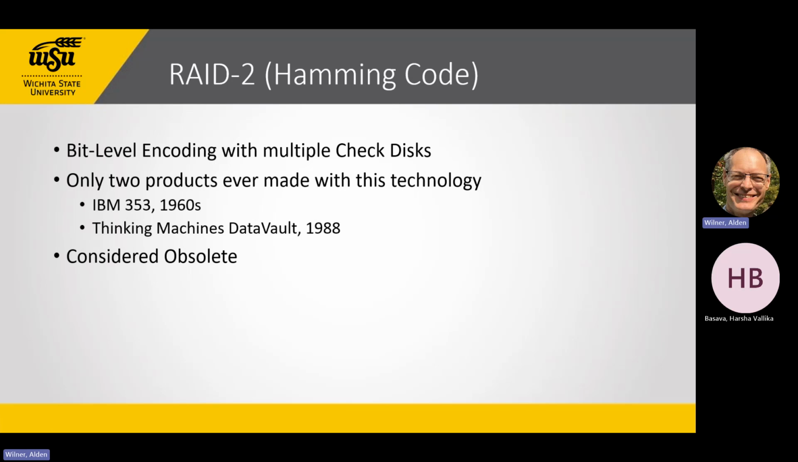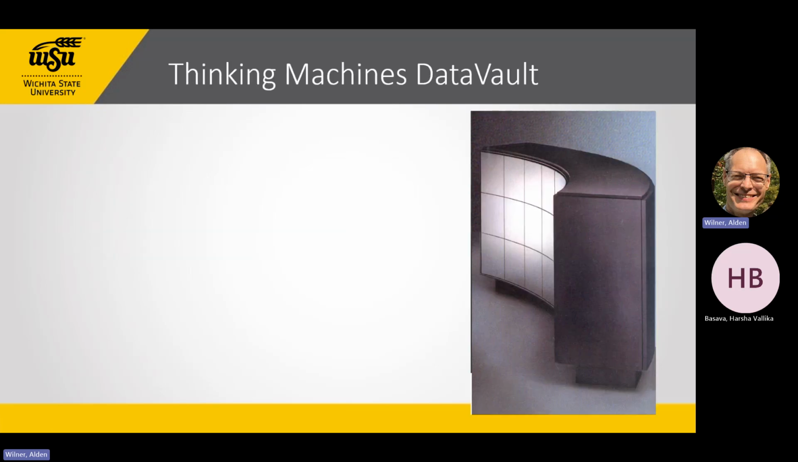There were only 2 products that were ever made with this technology. Back in the 1960s, IBM made what they called the 353, and in 1988, after reading the Gibson paper, a company called Thinking Machines says, "Ooh, that sounds good. We'll go ahead and do that," right? Even though IBM had already discontinued theirs for reasons that are apparent when you think about the other algorithms that are in there. It is considered obsolete, but I did find a picture.